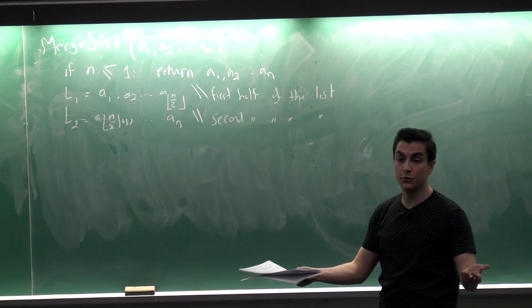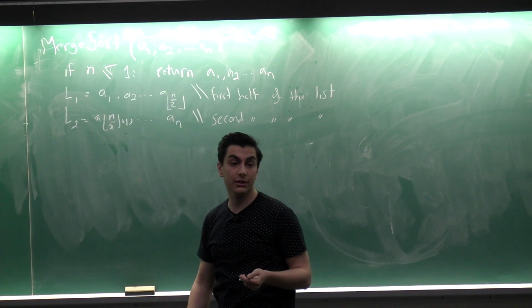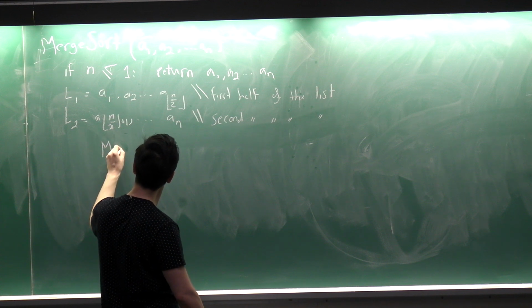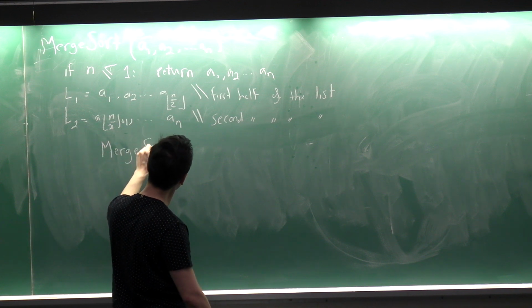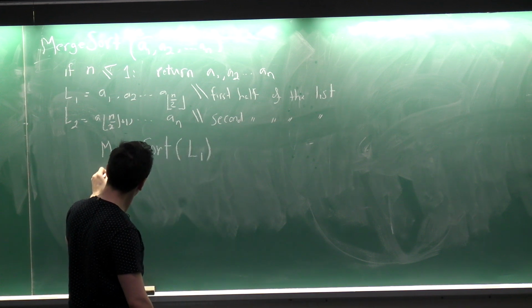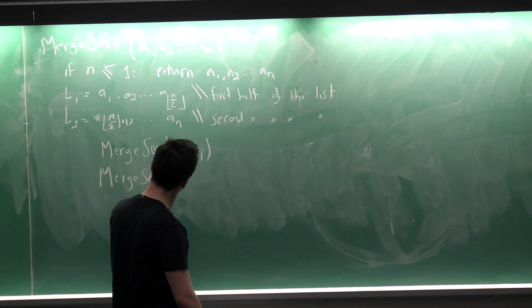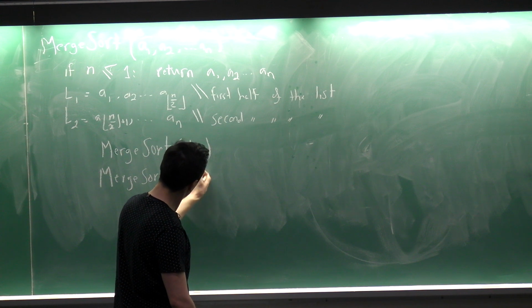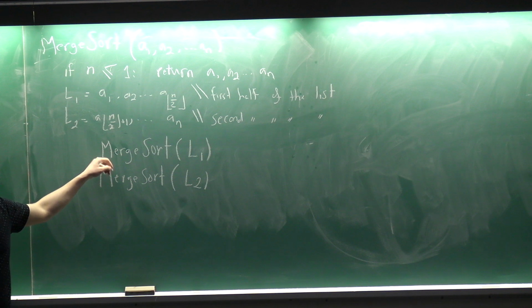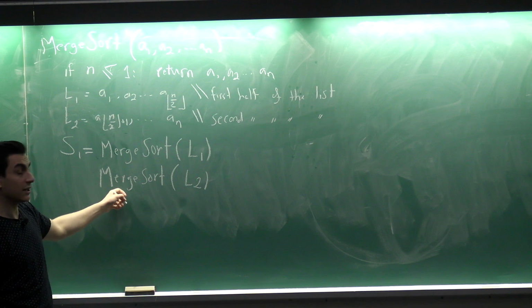So we split the list into two pieces of roughly equal size, and now we just call the same function on each part. So we can call MergeSort on L1 and MergeSort on L2, right? This function is supposed to sort the numbers, and it's going to return a sorted list. Let's call it S1. This is going to do the same.